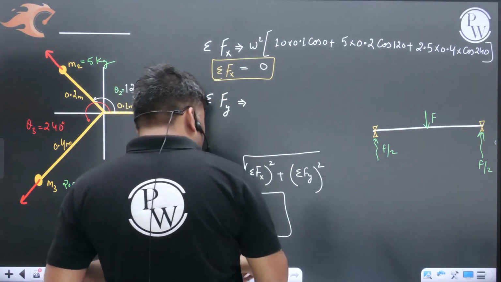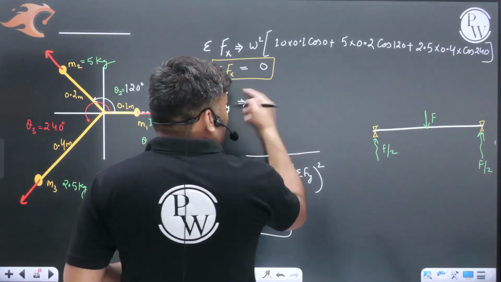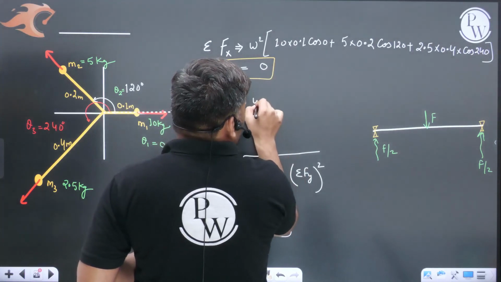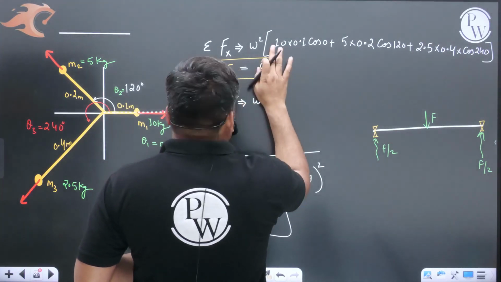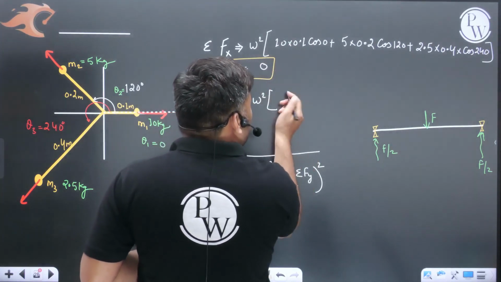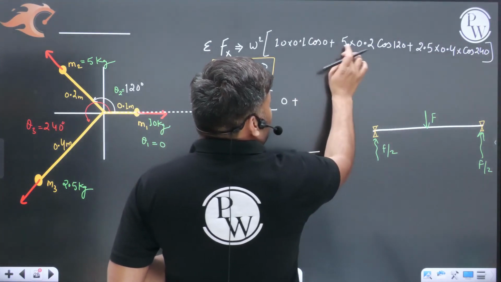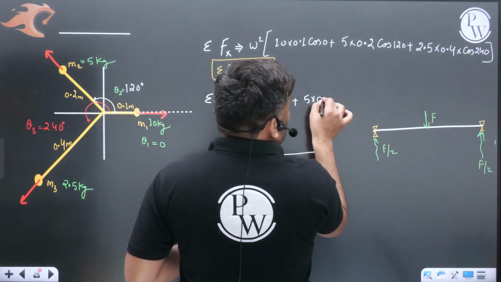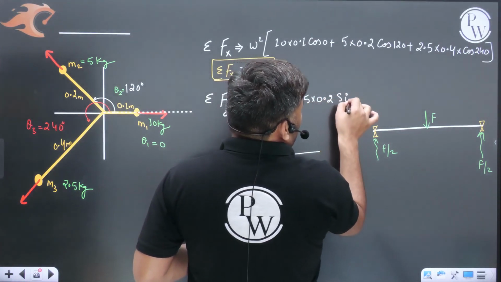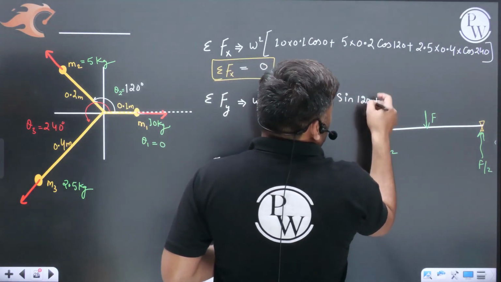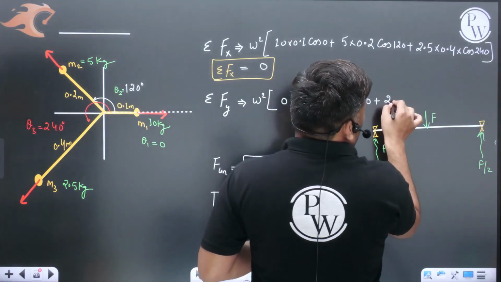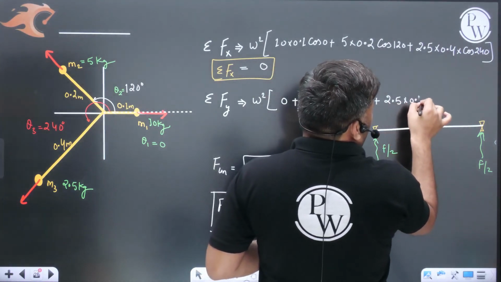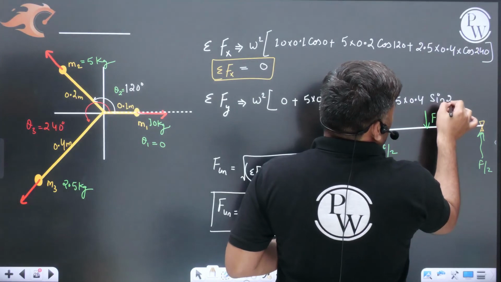For the y component, beta, similarly we will put for y component. How much will the y component be? Omega square common le lijiye. Inside you are going to have m1 r1 sin 0. The sin 0 component is 0, beta. Plus m2 r2 sin 120. How much will m2 r2 be? 5 into 0.2 sin 120 plus 2.5 into 0.4 sin 240.